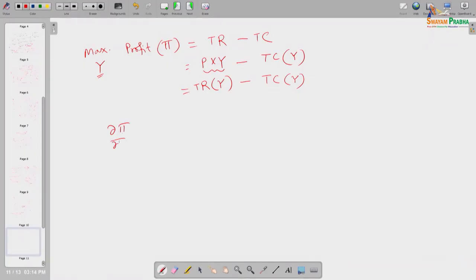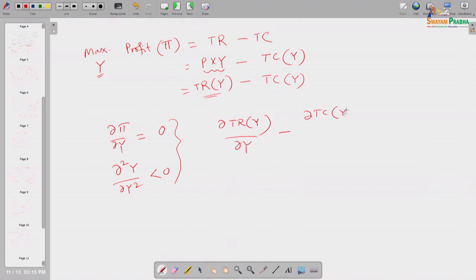I am the entrepreneur, and my target is to choose that much output so that I can get the maximum profit. To do that, what can we do? The first order condition for maximization is del pi del y must equal 0, and the second order condition is del 2 pi del y square must be less than 0. That is the necessary and sufficient condition for maximization of a function. If we apply that here, del total revenue as a function of y by del y, minus del TC as a function of y by del y, must equal 0 as the first order condition.